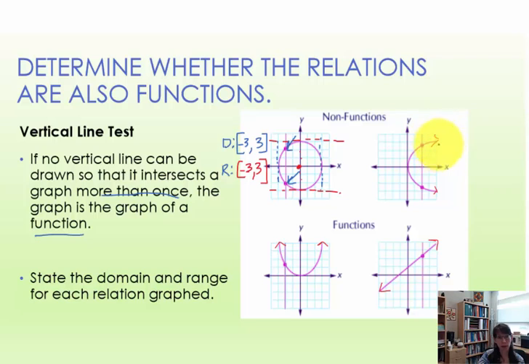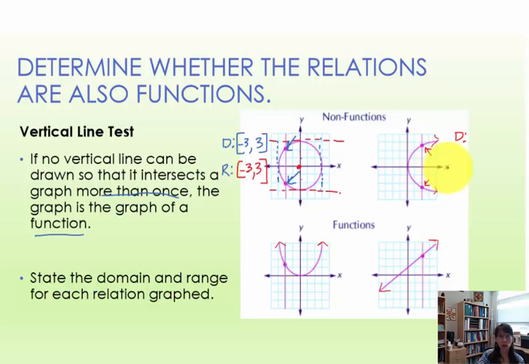In the next example, we've got a parabola that's drawn opening to the right, and here's our vertical line. We can see that the vertical line is intersecting this parabola in 2 places at the same time. So this is not a function, it is just a relation. To determine the domain of this relation, I'm going to look for possible x values. Again, when we're writing interval notation, we need to start with the smallest and then the largest value.